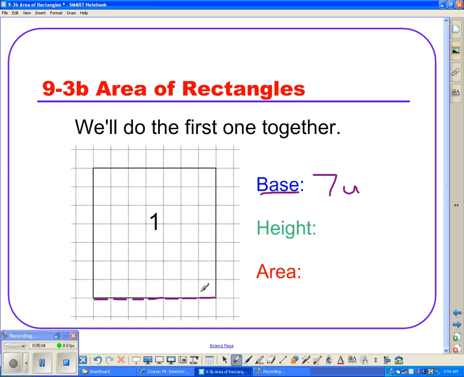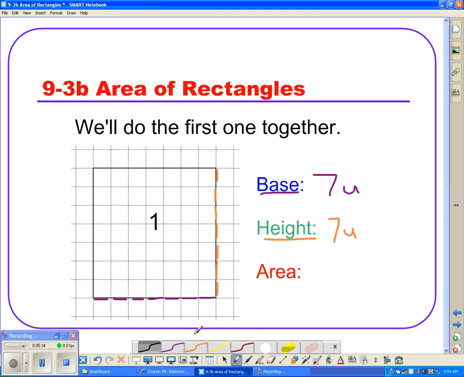I wasn't counting squares there, I'm counting lengths, and that's an important distinction to make. When we're talking about area, when we're talking about base and height, those are lengths, not area, and lengths are measured in standard units. So next we're going to talk about the height, and the height, again, must be perpendicular to the base. And we've got 1, 2, 3, 4, 5, 6, 7 units is the height, so our height is 7 units.